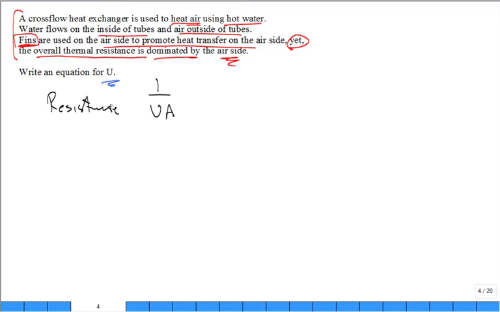Because we have to go out of the one fluid through the solid and into the other fluid, that's three resistors in series, and you add resistors in series. So we would have 1 over H on the inside, area inside, plus some resistance due to the wall, plus 1 over H outside, A outside. This is negligible from our problem. And this one's not negligible.